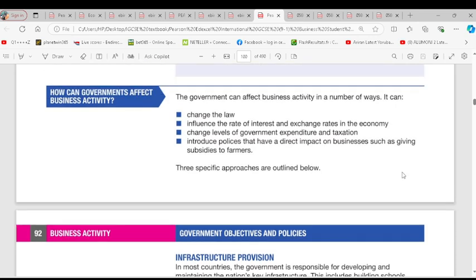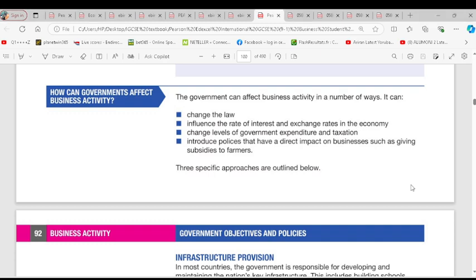How can governments affect business activity? The government can affect business activity in a number of ways. First, it can change the law. Yes, government can make laws, government regulations. With regulations, government can influence business. If the government wants to attract foreign investors, it will reduce regulations. Whatever government wants to do, it can do it.